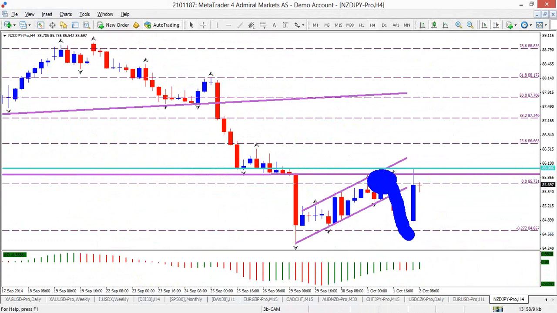A big turnaround, a U to the upside, a bit unexpected. And that can happen sometimes. Price can respect certain resistance zones and support zones, but it doesn't mean there's always a follow-through, and definitely no follow-through on the New Zealand yen here to the upside.